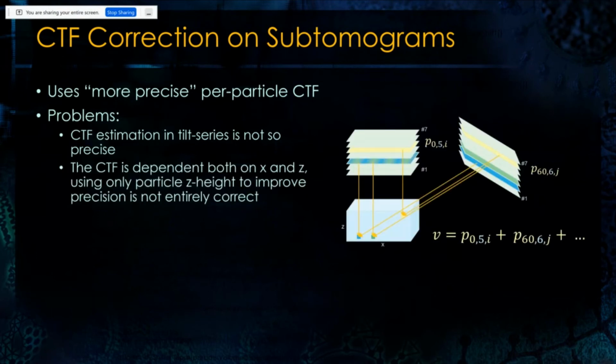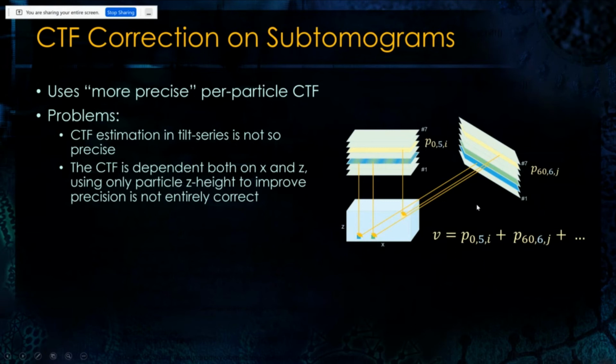And then, as I already mentioned before, typically it's not enough to use the Z height. So here again, this is the same Z height in the tomogram, but both voxels would be modulated with different defoci values based on the tilting. So claiming that you use Z height to make it more precise is actually not entirely correct, because you would have to also consider X.